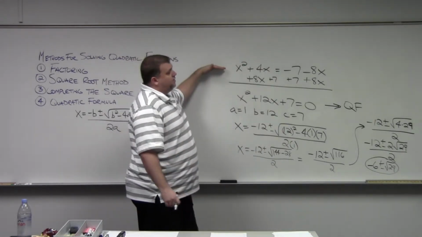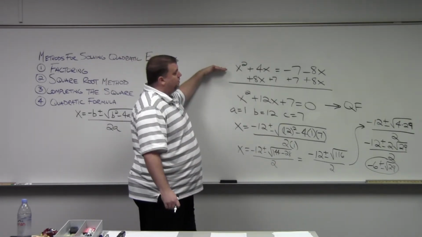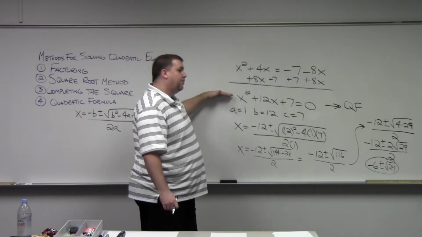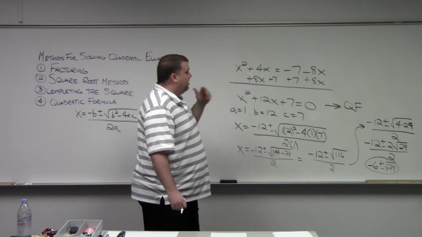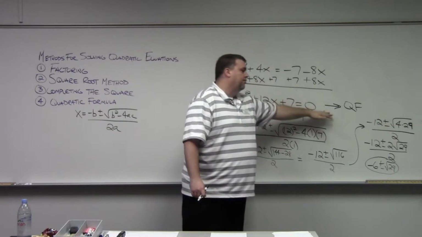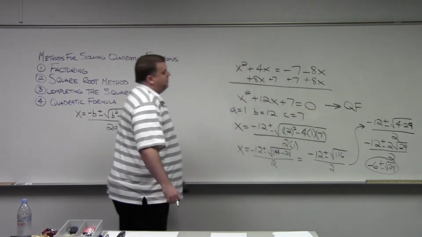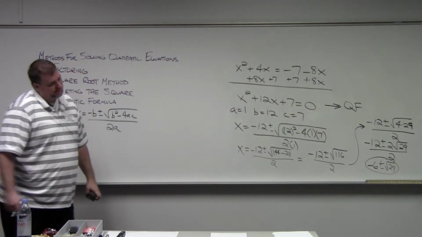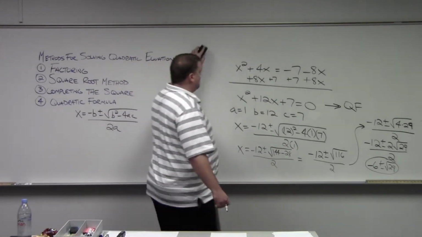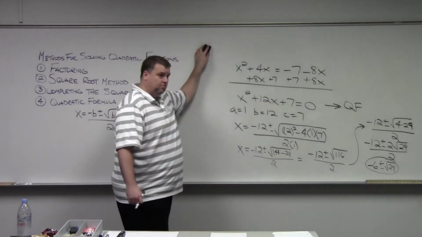So we saw that we couldn't use the square root method. It wasn't really set up for it. We rearranged it in standard form. We saw that it couldn't be factored, so we went to the quadratic formula. And that's really the pattern we should be following. Right. Let's try some more. Any questions on that one?